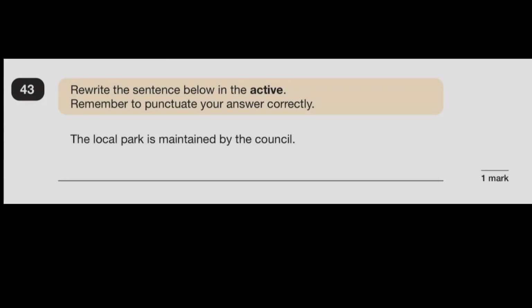So now we're going to have a go at some SATs questions. Rewrite the sentence below in active. Remember to punctuate your answer correctly. So it's currently written in passive. The local park is maintained by the council. So how could we write that in active? Pause the video now and have a go.